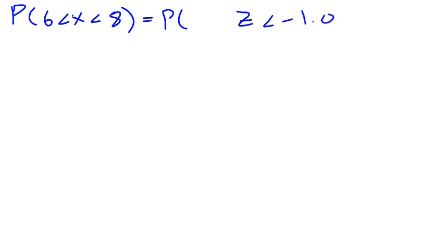In the last section we stopped here: the probability of x less than 8 and greater than 6. When we converted it into the z scale, it became z less than minus 1.00 and greater than minus 2.00. Now we see how to find the area under the curve.